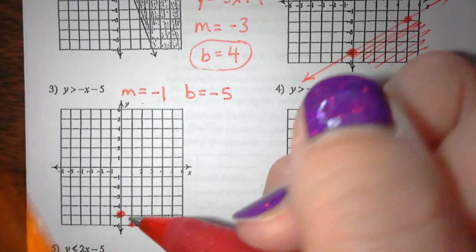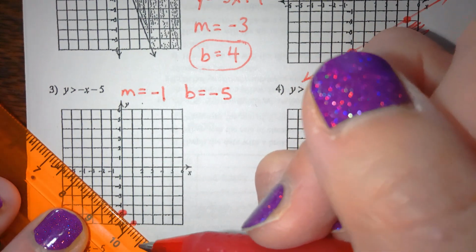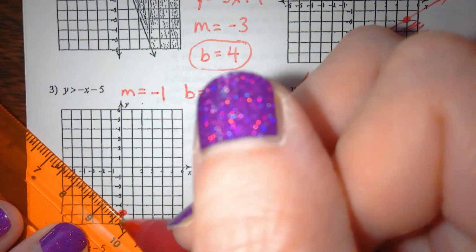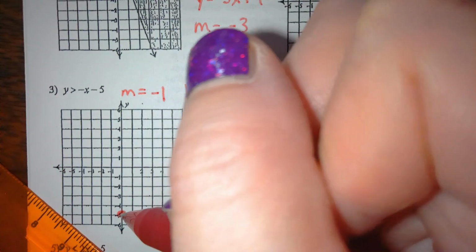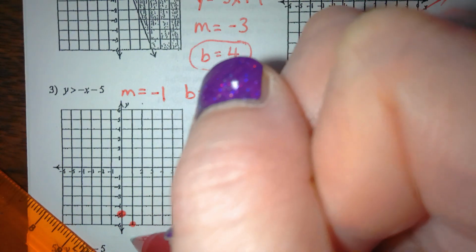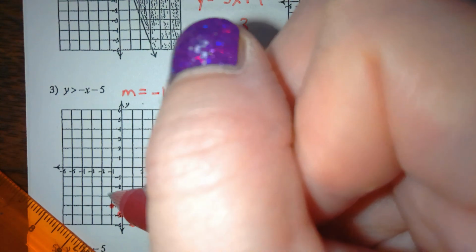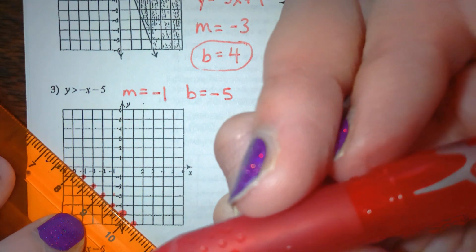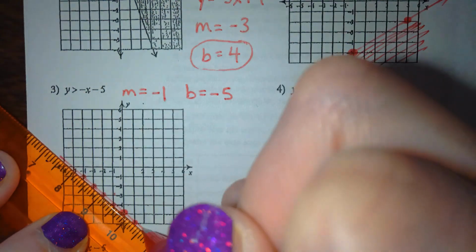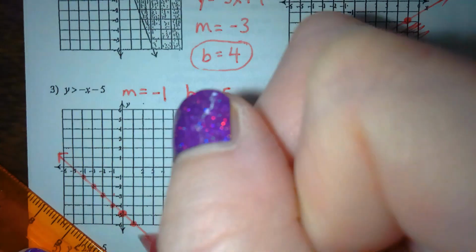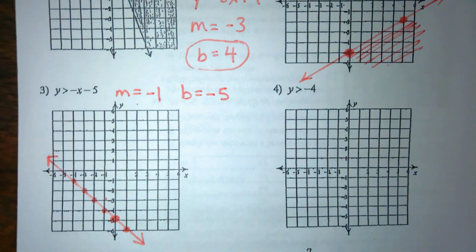If I draw my line like this, it's not very accurate because the points are too close together. So remember, you can go down 1 to the right 1, down 1 to the right 1, or you can go up 1 to the left 1, up 1 to the left 1. As long as you know the pattern of the line. I know that it goes this way because it has a negative slope.